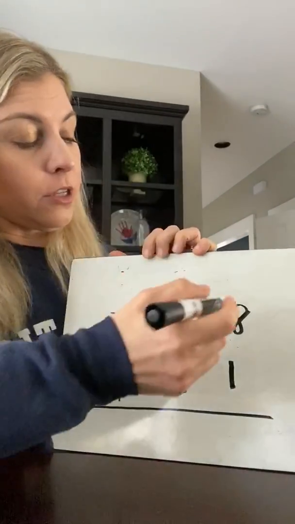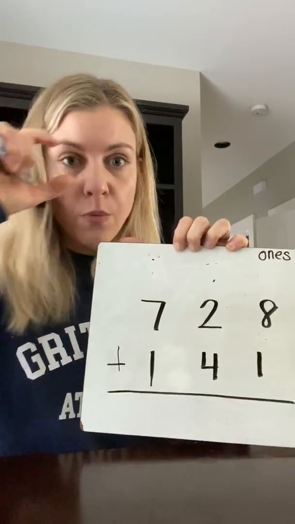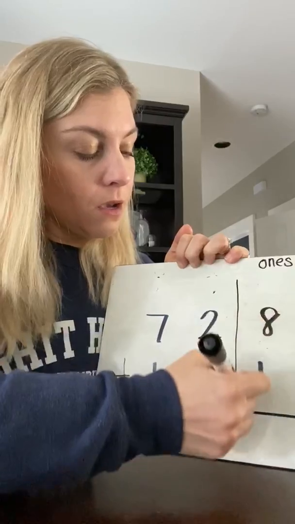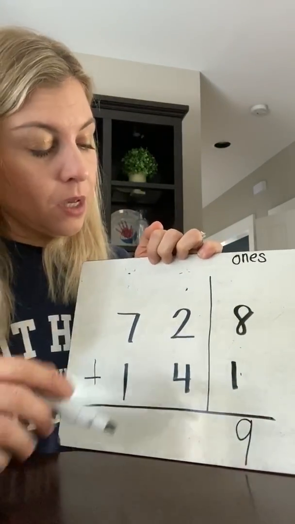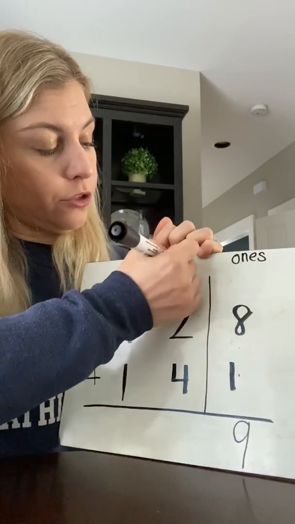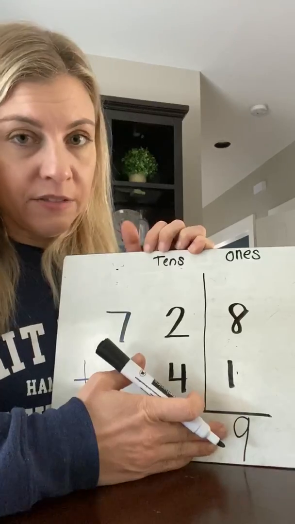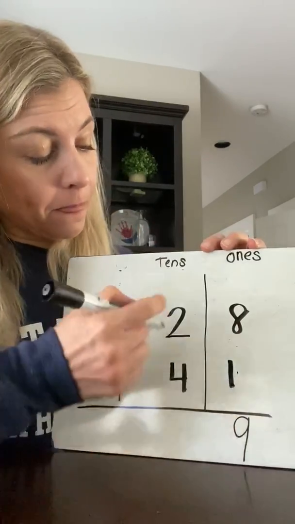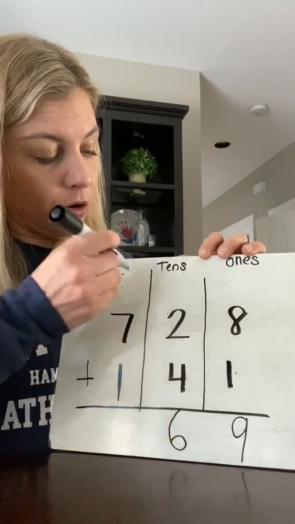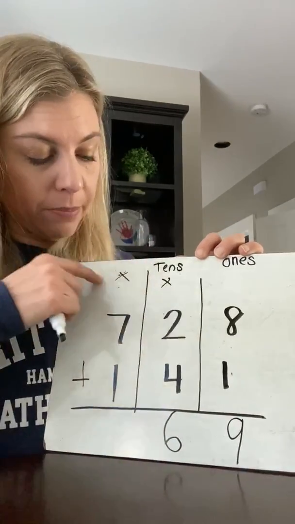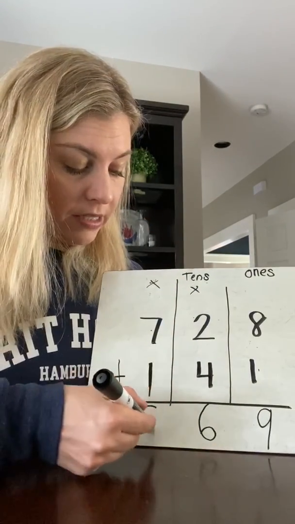All right, so the first thing we always do is start in the ones. Remember, look at the ones. 8 plus 1 more than 8 is 9. And then I can move over to the tens. I did not have to move anything over. 9 is fine to fit in that spot. 2 plus 4 is 6. Again, I don't have to move anything over, so I'm not putting anything up top here. And then I move over to my hundreds. 7 plus 1 is 8.